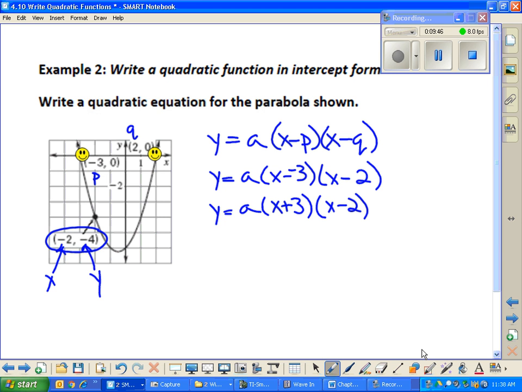I'm going to go ahead and take my x and plug it in, and my y and plug it in. Y in this case is -4. X is -2. Be careful, it gets plugged in both spots. And then I'll bring down the rest of the equation around it.